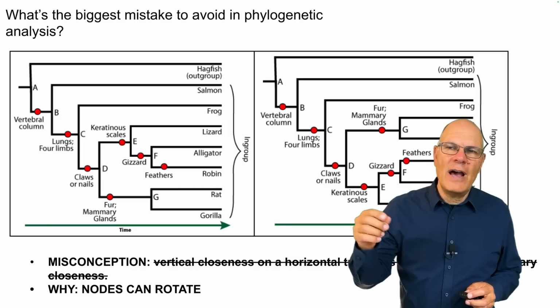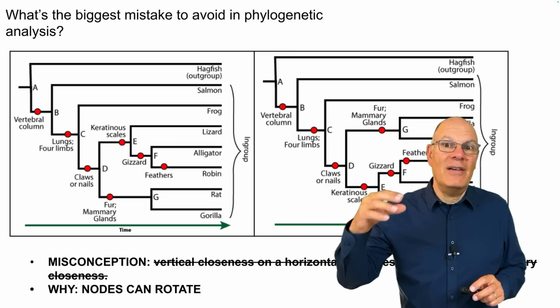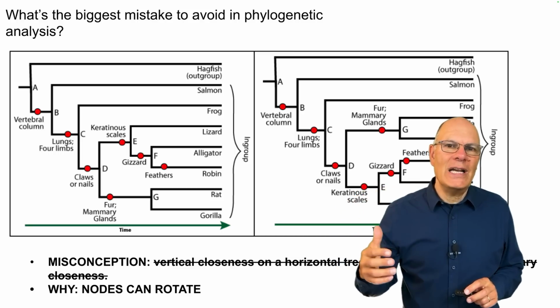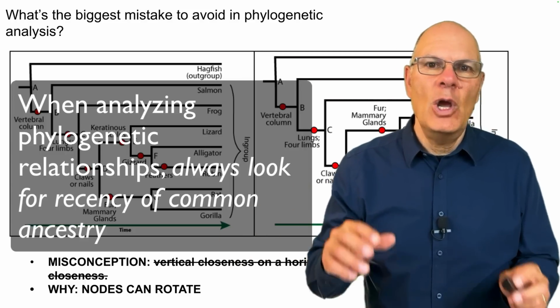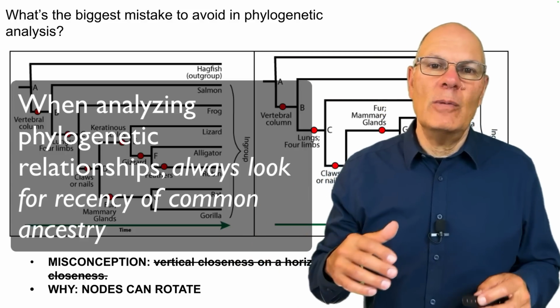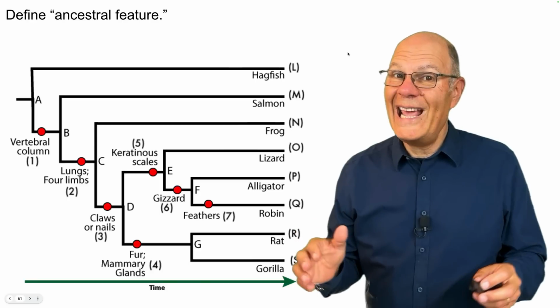And if you can think of phylogenetic trees as one instantiation of a kinetic sculpture, you'll have the right idea about this. Always look for recency of common ancestry when you're trying to figure out the evolutionary relationships described by a phylogenetic tree. Define ancestral feature.